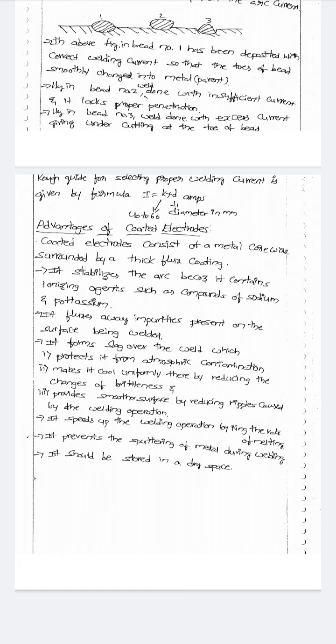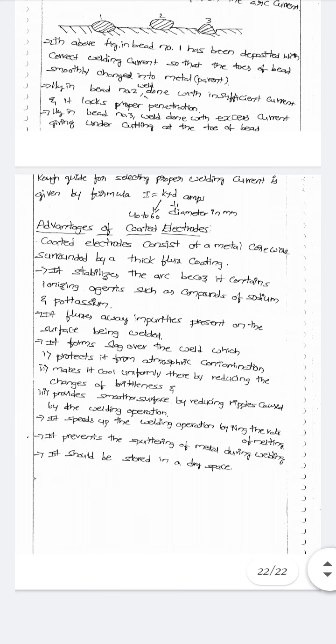Advantages of coated electrodes. Coated electrodes consist of a metal core whose surface is covered by a thick flux coating. It forms a slag over the weld which protects it from atmospheric conditions, and it speeds up the welding operation by giving a faster rate of melting. It prevents the spattering of metal during welding. It should be stored in a dry space. Okay, these are the disadvantages.